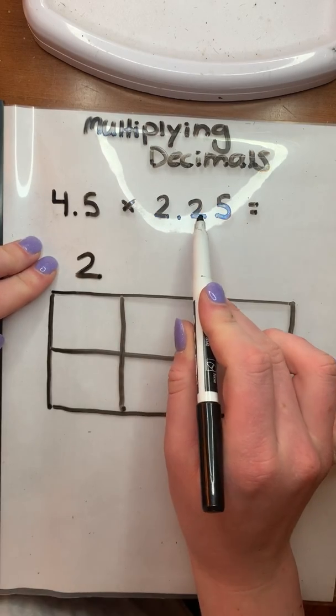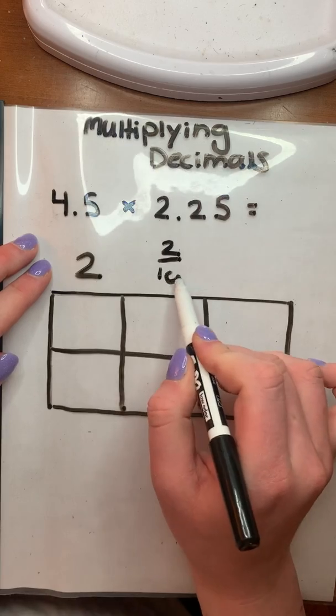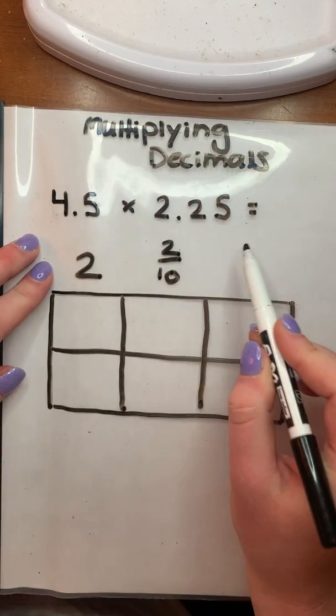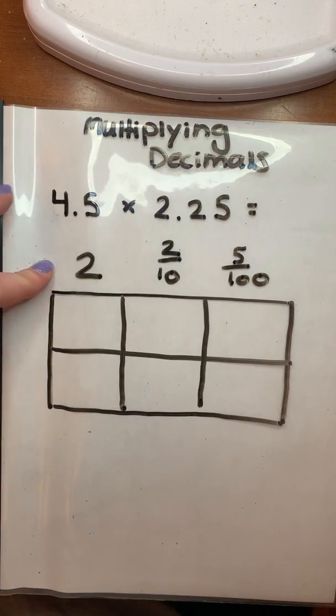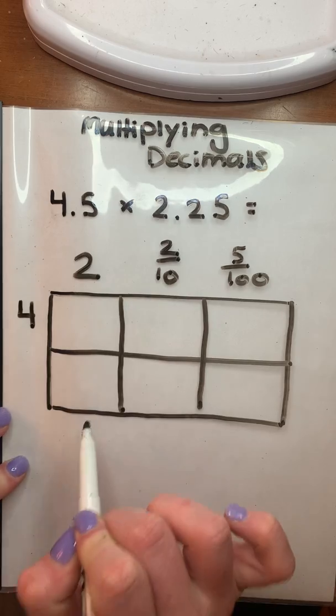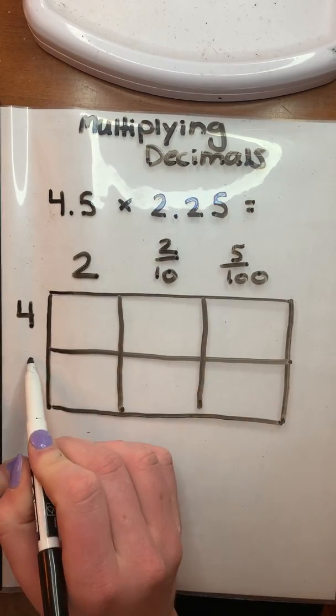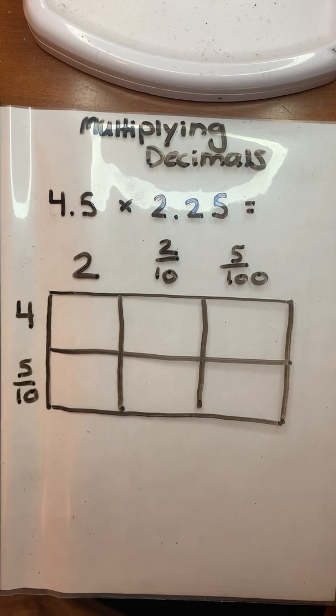We're going to convert 2 tenths into a fraction right away, and convert 5 hundredths into a fraction. We're going to do the same thing, 4 wholes and 5 tenths. We're going to multiply into each box.